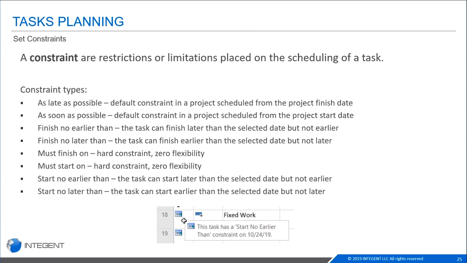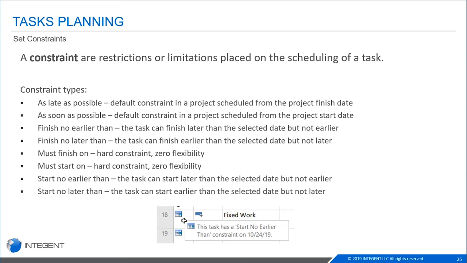A constraint is noted by, you can see by the image at the bottom there, you have an indicators column, and it's noted by a calendar. And if you hover over it, it'll tell you exactly what constraint has been placed on that task. The one here has a start no earlier than constraint. And so you can see there are several kinds.